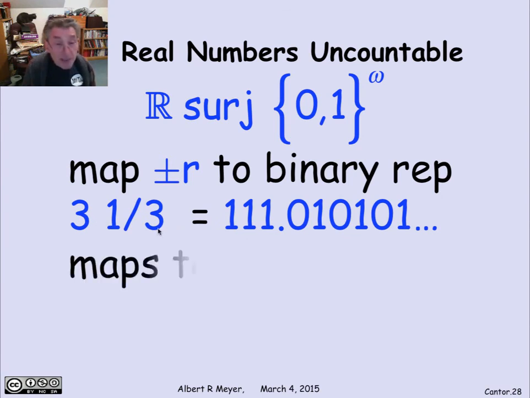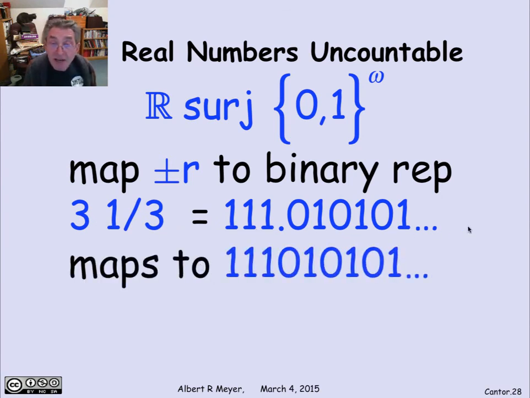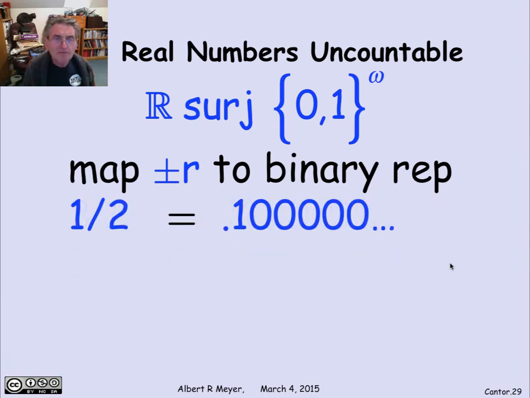So what I'm going to do is map 3 1/3 to this binary sequence. I'm going to ignore the binary point, and I'm just going to map this to the sequence 1, 1, 0, 1, 0, 1, 0, 1. Okay? And I claim that this is a surjection because you're going to hit every possible binary sequence in this way. Well, almost. Let's take a closer look.